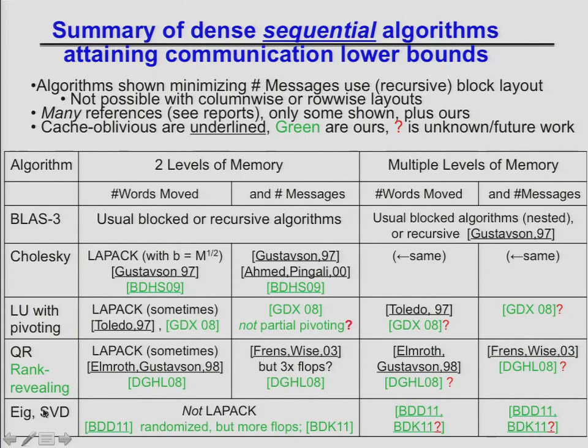And then finally, for the eigenvalue problem and the SVD, LAPACK was nowhere close. It does vastly more communication. And there's a bunch of recent papers where we have figured out how to hit the bound, perhaps sometimes using randomized algorithms. In particular, if it's a non-symmetric matrix, we have no idea how to do it other than by using a randomized algorithm. And so there's lots of open questions here. So that's the summary of the sequential state of the art. And there are various class projects there.